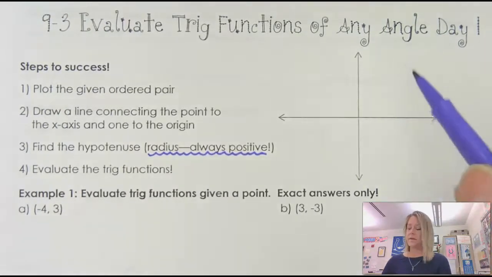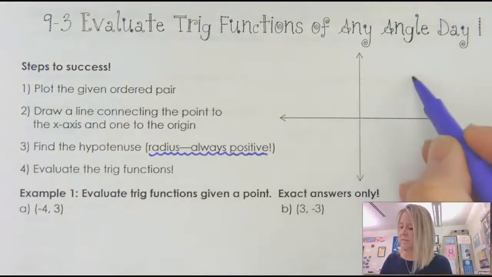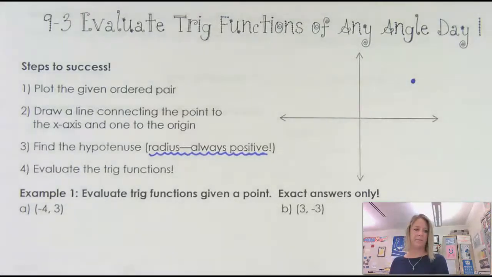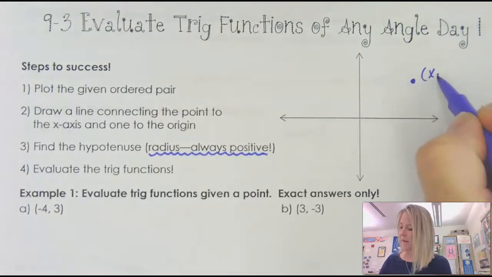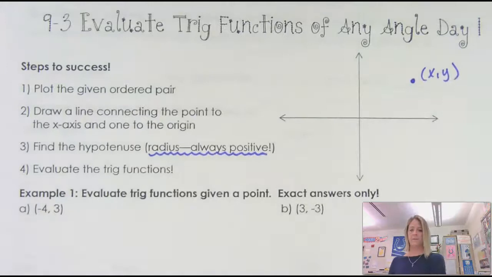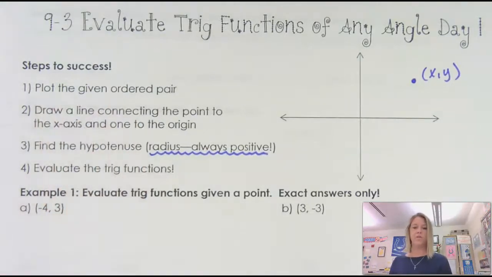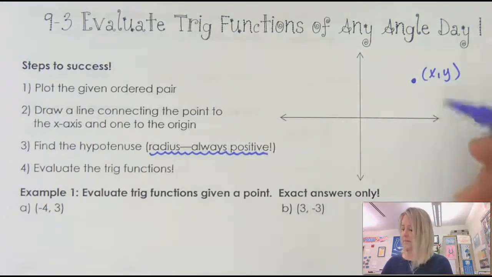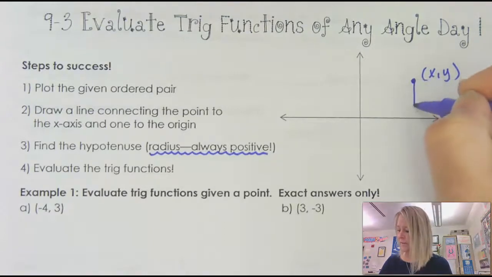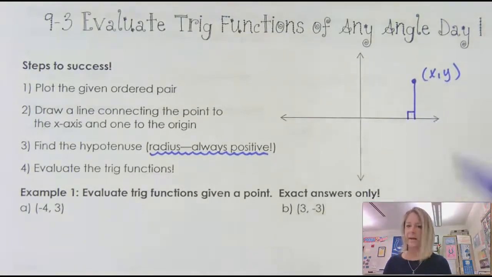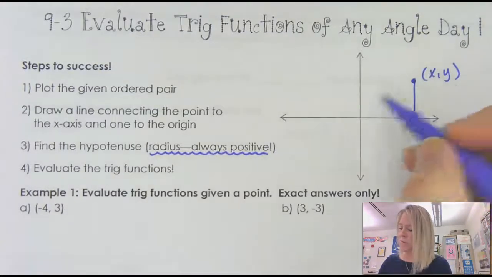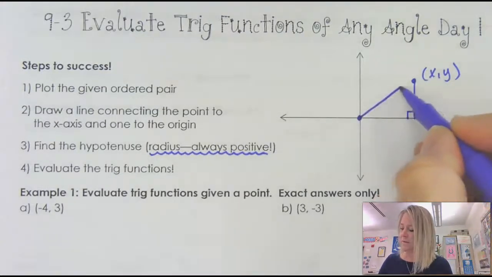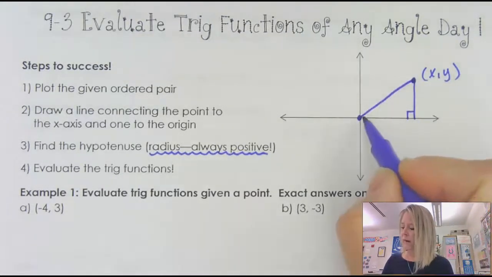So let's go ahead and do this. Let's say this was the ordered pair that I plot. I'm just going to call that xy. So that was our step one. Then we're going to draw a line connecting the point to the x-axis. We're going to go straight down and make a right angle out of that. And we're going to draw one to the origin. Do you see how we just made a right triangle?